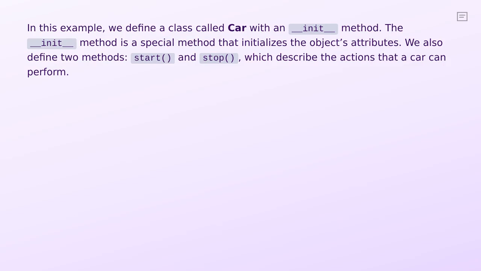In this example, we define a class called car with an __init__ method. The __init__ method is a special method that initializes the object's attributes. We also define two methods, start and stop, which describe the actions that a car can perform.